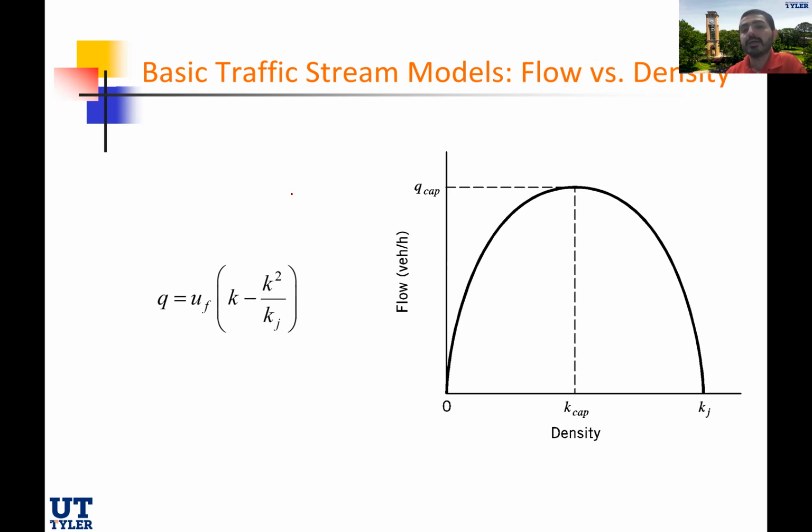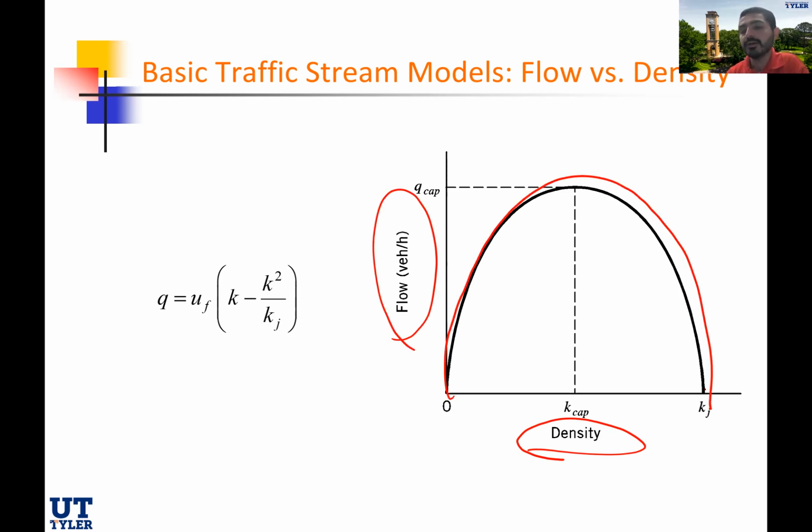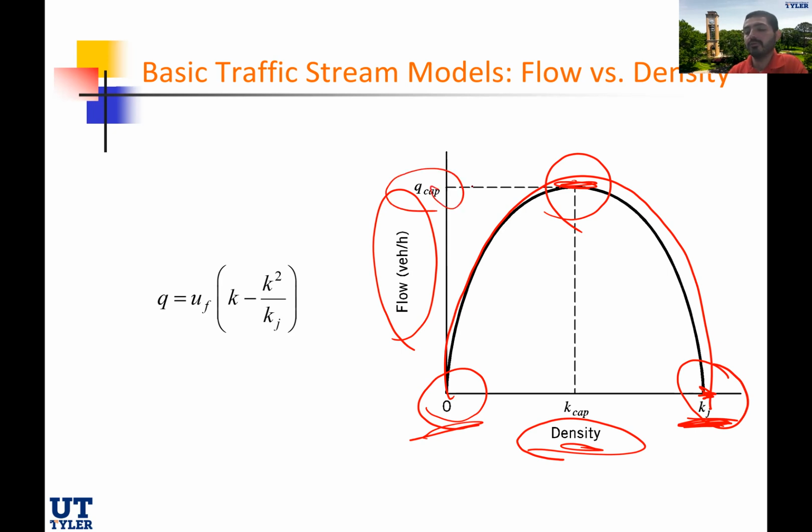Same thing here. I can ask you to draw for me the relationship between density and flow. You should be able to draw the relationship, and also you need to explain why these three points here are happening this way. When there is no density, there is no flow. When there is jam density, there is also no flow. But when we reach the cap density, this is the cap flow.